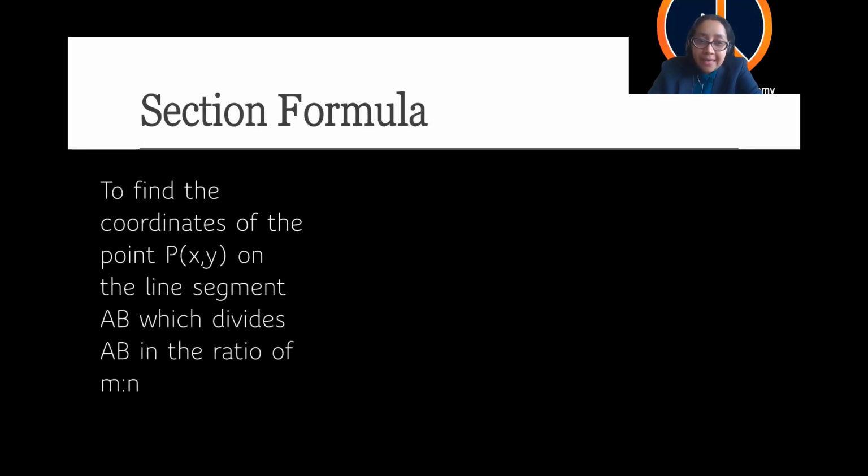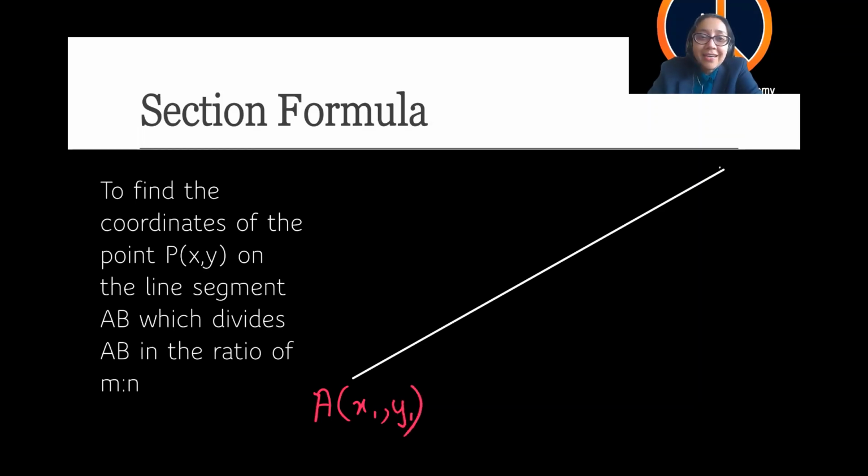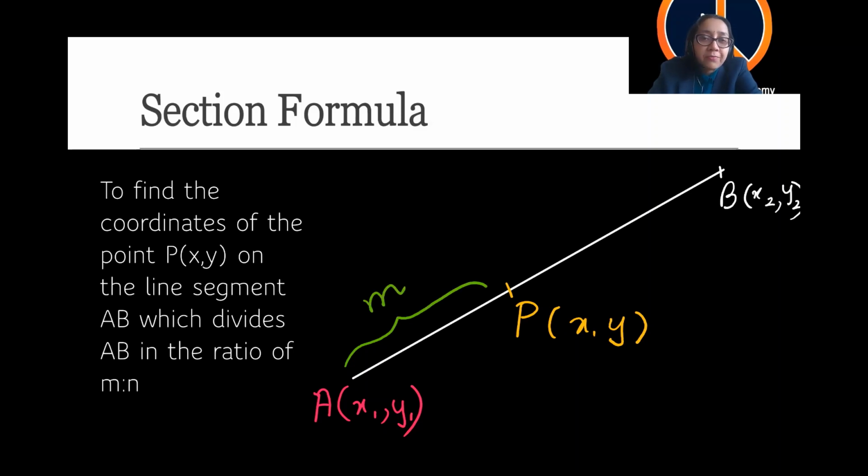Now, after the distance formula, what we have to do in this chapter is the section formula. The section formula is used to find the section of any particular line segment. Imagine this is a line segment and this is point A, which is (x1, y1), and this is point B, which is (x2, y2). Now this is a point P, for example, and the coordinate of this point P is (x, y). The ratio of AP to PB is, suppose, m by n. So this is the section.